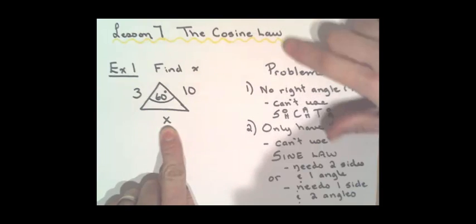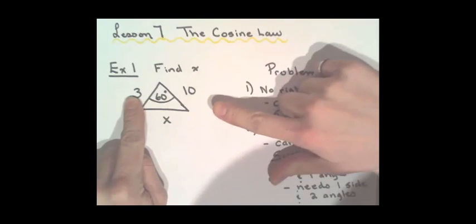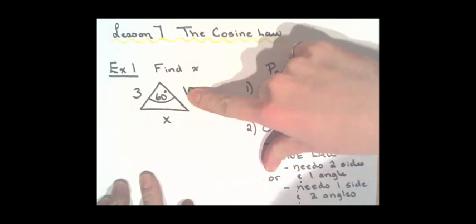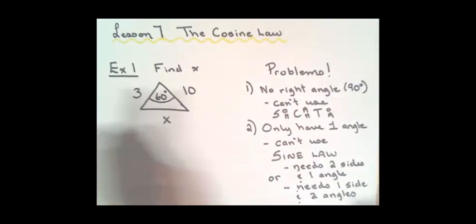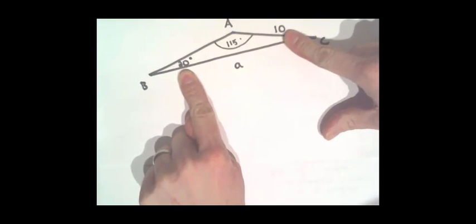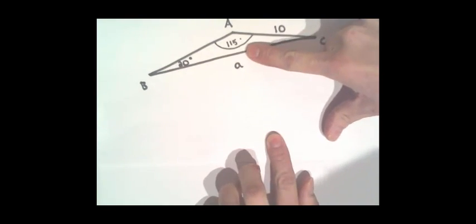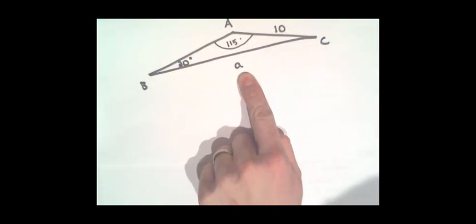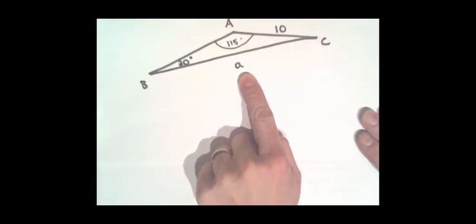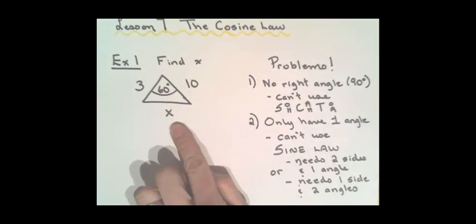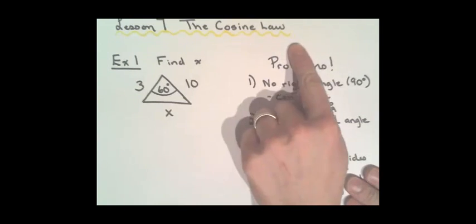It's unknown, it's x. Also, if you take side 3, it has no corresponding angle, and side 10 has no corresponding angle. You can only use the sine law when you have that corresponding side and angle, such as in this example here. So here, we know the angle of 20 degrees with side 10. Then we know the angle of 115 degrees and side A. So we could use the sine law to find side A in that triangle. That's not the case here. We need a new law, and that law is the cosine law.